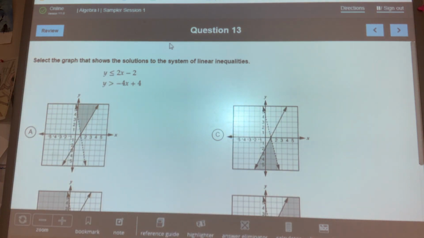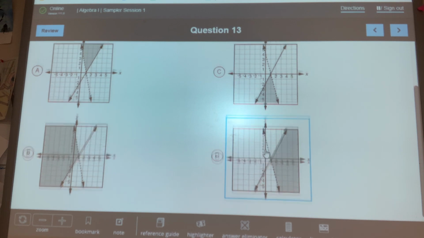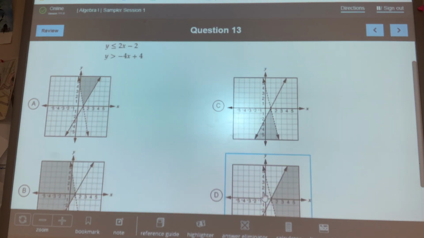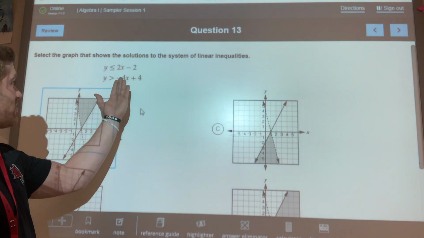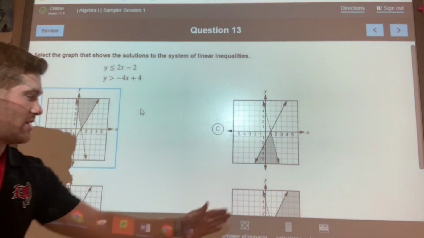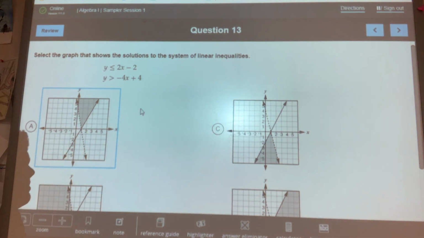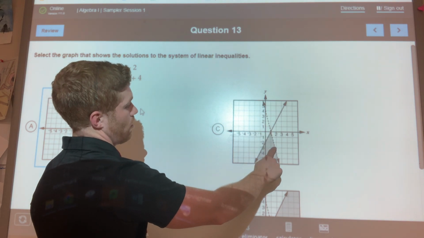Okay, so if we look at all of these, we know it automatically cannot be A because there's nothing shaded below the line. We know it automatically cannot be B because there's nothing shaded below this line. Okay, so we know it has to be either B or D or C or D. Okay, the next equation says y is greater than negative 4x plus 4. So it has to cross at 4, and we see that these both cross at 4, and the slope is negative 4 over 1. So this is negative 4 over 1, negative 4 over 1.